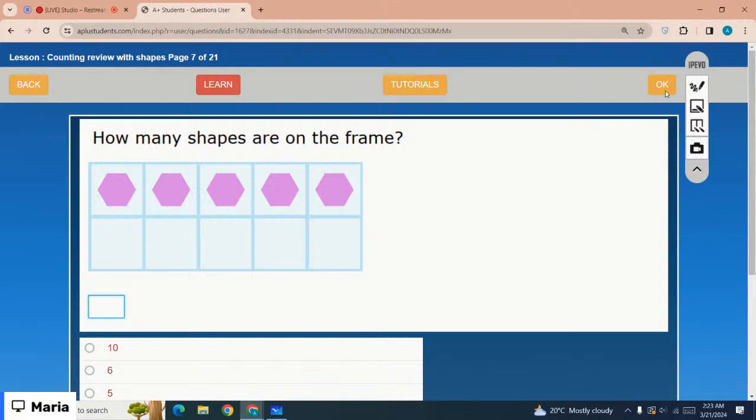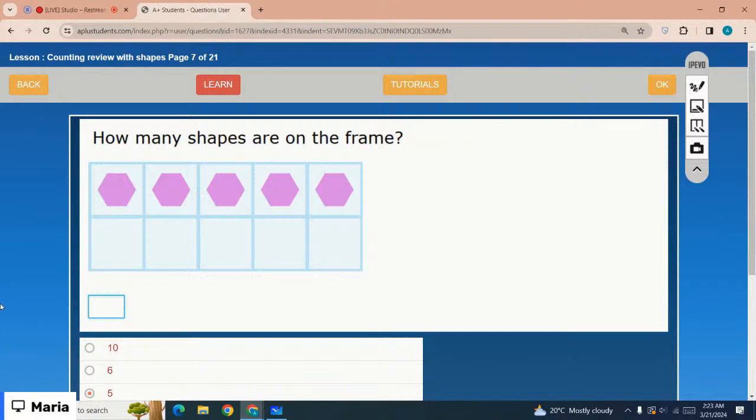How many shapes are there on the frame? Yes, there are only 5 shapes on the frame, right? The correct option is 5, right?